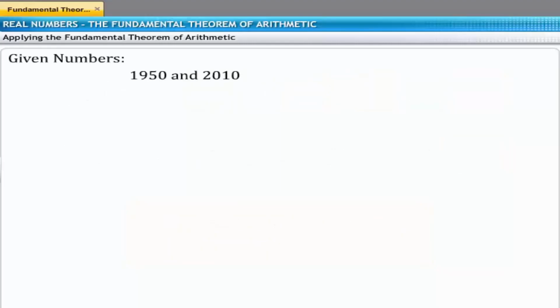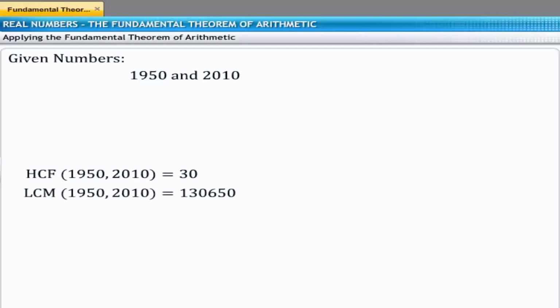By now, we have expressed two randomly selected numbers as products of prime numbers. We have also used their prime factorization to calculate their HCF and LCM. Now, let us look at another interesting relation.